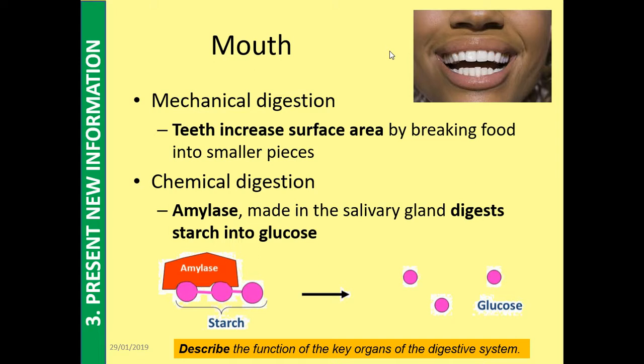We can see from the picture, we've got the amylase enzyme with the active site where the starch is sitting in there. The starch is that long, large insoluble molecule. You can see it's a chain of molecules, and then it's been broken down into glucose. So in the mouth, mechanical digestion of the teeth, chemical digestion by amylase of starch into glucose.